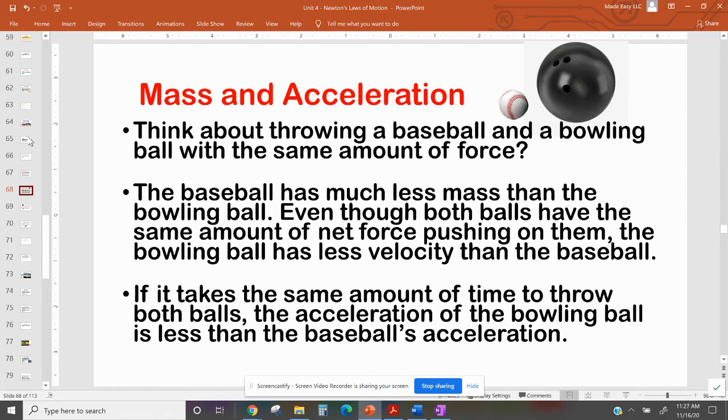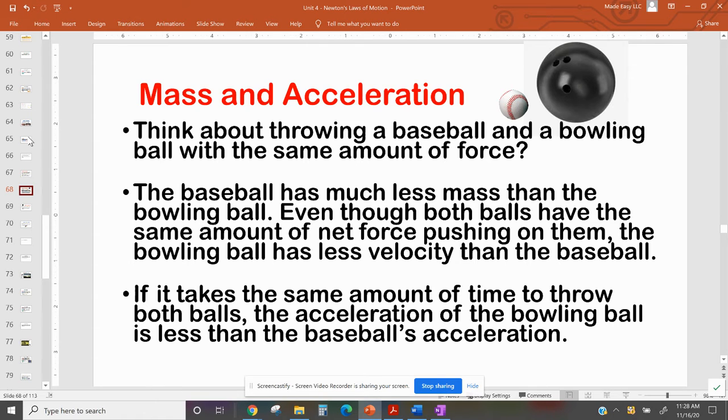So let's think about another example. A baseball and a bowling ball. Let's think about mass and acceleration. Think about throwing a baseball and a bowling ball with the same amount of force. The baseball has much less mass than the bowling ball. Even though both balls have the same amount of net force pushing on them, the bowling ball has less velocity than the baseball. If it takes the same amount of time to throw both balls, the acceleration of the bowling ball is less than the baseball's acceleration.